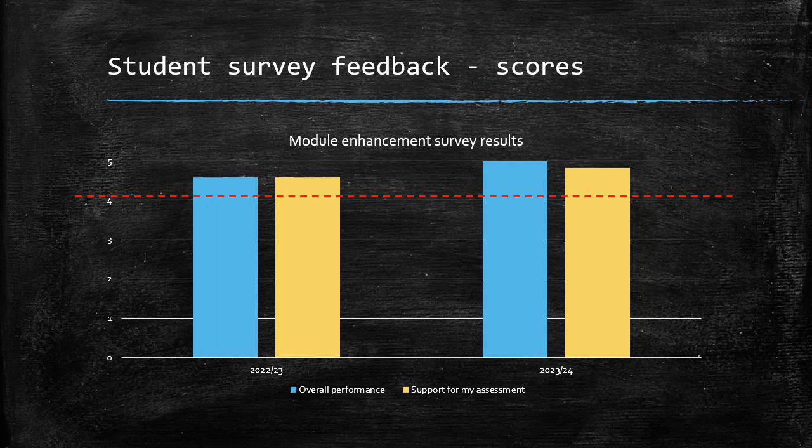I showed you that the module scores didn't change in terms of the average results, but the module enhancements, well, they did. The module enhancements increased from a range over the previous 5, 6, 7 years from just over 4, and they were up to about 4.59, 4.58, and this year, with some more help and determination, they actually achieved a 5 and a 4.83 for overall performance and for support of my assessment. So really pleased with that.